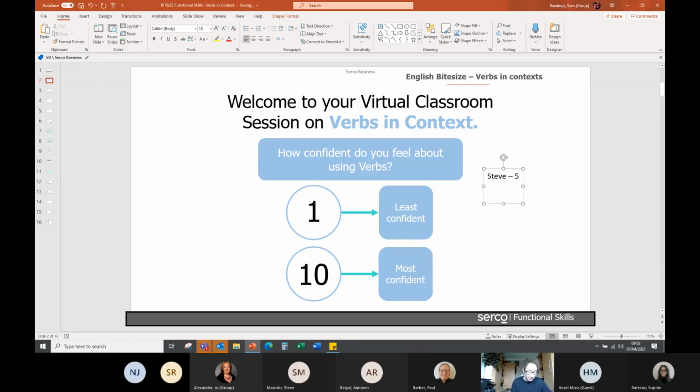Steve is 5. Hazel, we've got a 4. Nige, 4. Who else have we got on here? There we go, we've got Joe as well, and Sheila as well. Excellent. You are 4 and Joe, you are a 6. Excellent, thank you very much.